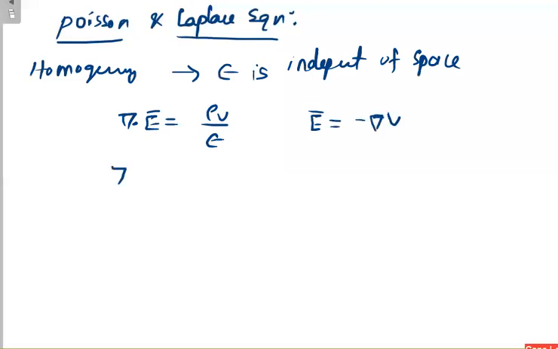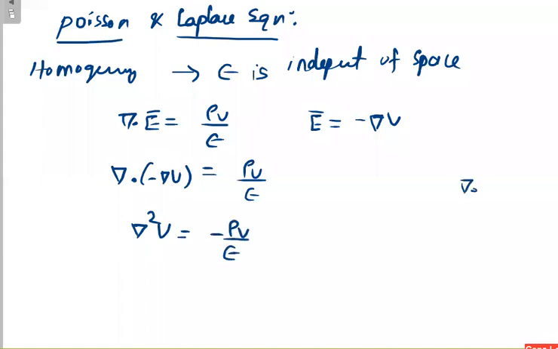Then del dot of minus del V is equal to rho V divided by epsilon. Again, del dot del V can be written as del square V, and please prove it yourself. You take del dot del V and prove that it is del square V. That is easy. First you do gradient, then divergence. So finally, you are getting del square V is equal to minus rho V by epsilon.